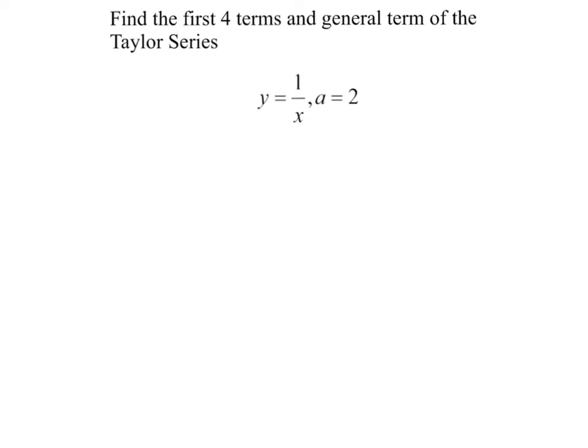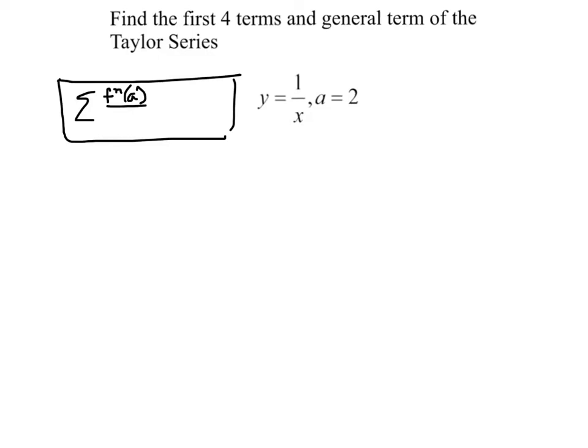Okay. In this problem, we're going to find the first four terms and the general term for 1 over x at a equals 2. Again, I always like to just write down my Taylor series formula here: the nth derivative evaluated at a, over n factorial, times (x minus a) to the nth. In our case, a is 2. We start at 0. The zeroth derivative, remember, is just the function.